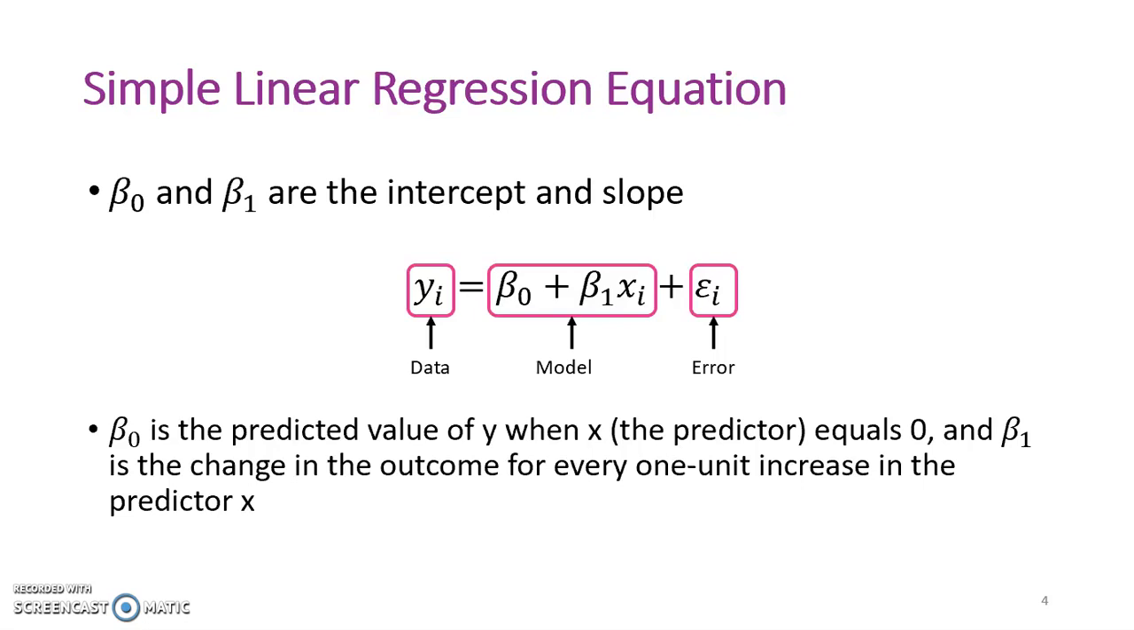The interpretations of these parameters: the interpretation for the intercept is that the intercept is the predicted value of y when x is equal to 0. The interpretation of the slope parameter is that the slope parameter is the change in the outcome for every 1 unit increase in the predictor x.